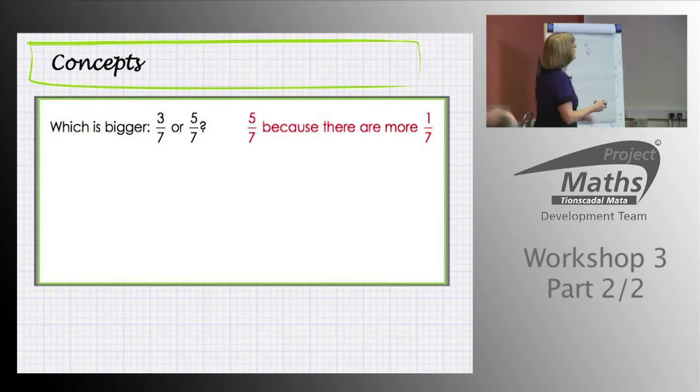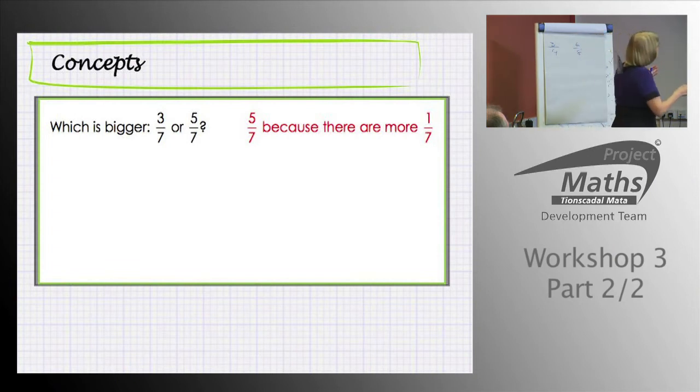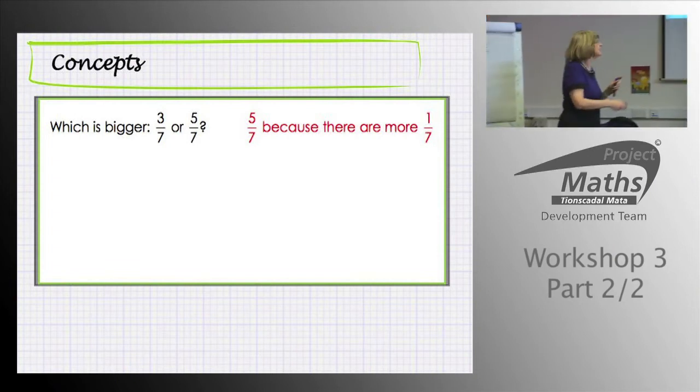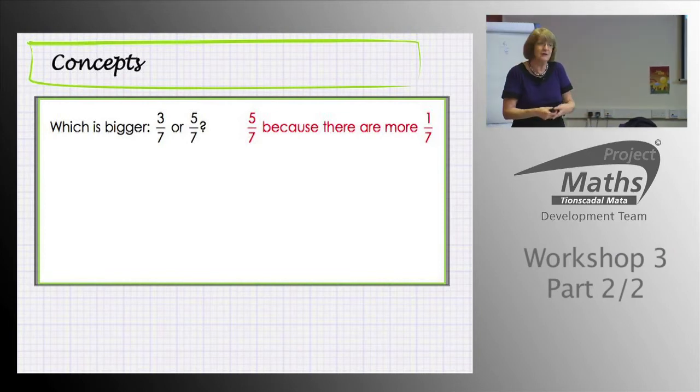say? You could also say, for example, if you think of 1/7, and you've got 3 of these 1/7s here, and you've got 5 of them in the second place. So there's more 7s in the 5/7 than there are in the 3/7.